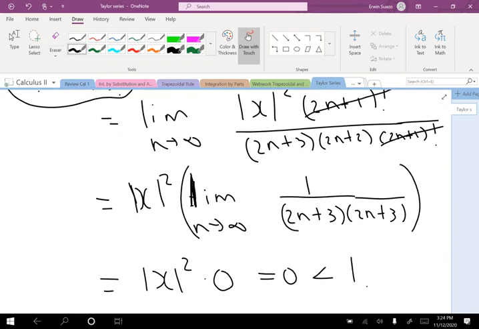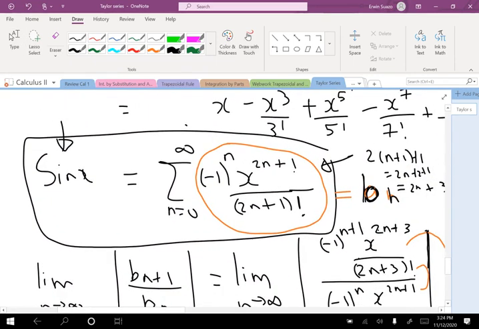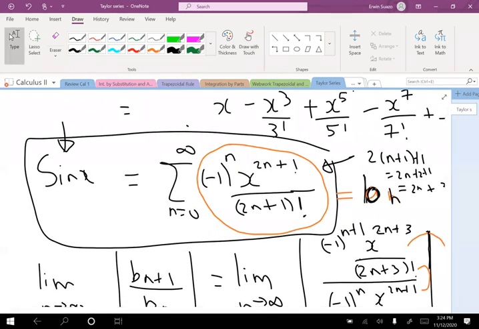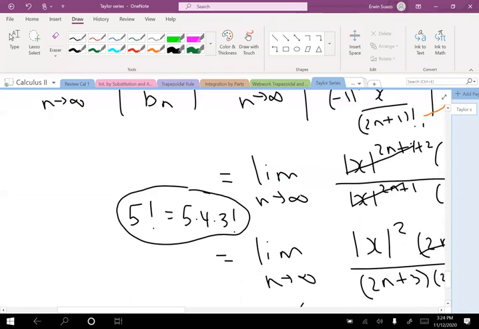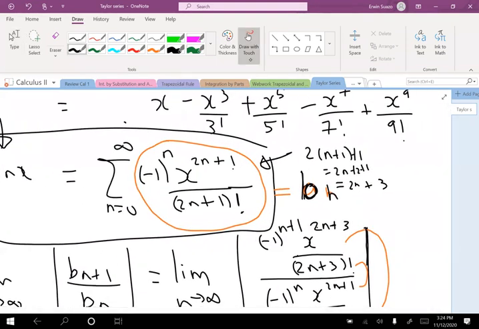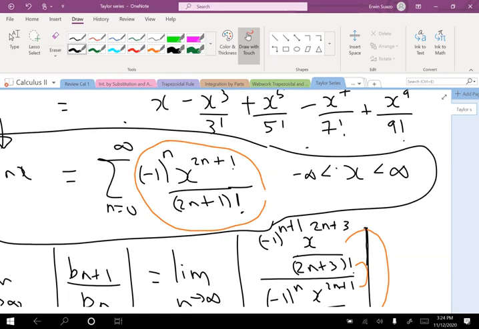So this series is the perfect series for sine of x, and it is convergent from minus infinity to infinity. So this is a perfect representation for x from minus infinity to infinity. But I'm not done, right?